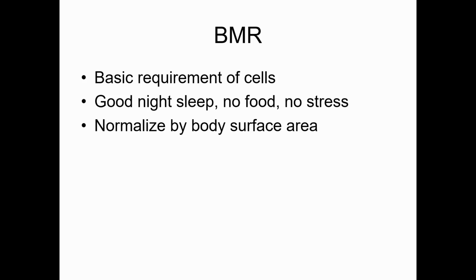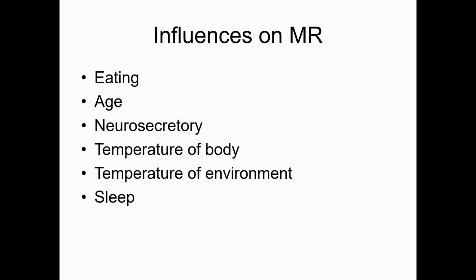This has been shown in the animal kingdom. You could compare an elephant and a mouse. The elephant, if you capture the heat or measure a VO2, they're going to have a higher metabolism. But if you normalize the data by body surface area, you might find that a mouse actually has a higher metabolic rate than does an elephant. I think you get the idea.